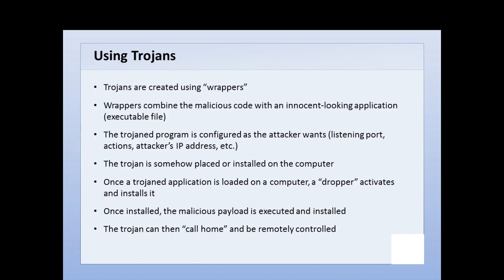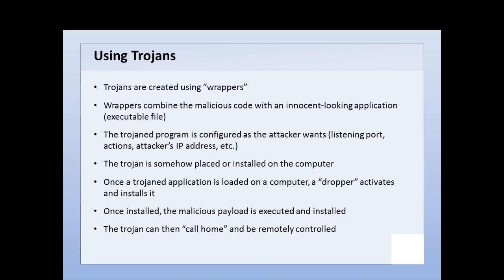Then the big problem that has to be solved is the Trojan somehow has to get on the computer. We've talked about the different methods that could happen. So the Trojan either is placed on the computer by the user, an unsuspecting user, or some other means. Maybe it's downloaded automatically from the web. Maybe it's on an infected USB stick. However it gets there, once it gets there, the Trojan application is loaded on a computer.